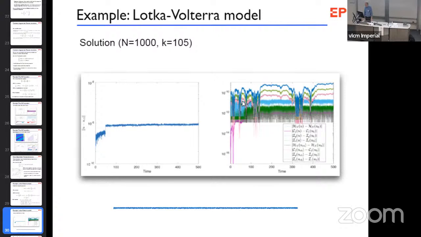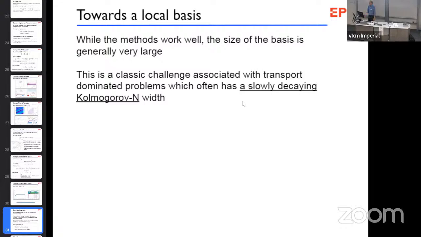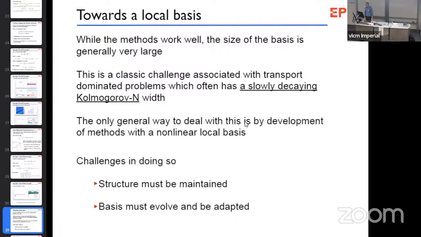So the last thing I wanted to touch on was, all the solutions I've shown you, because they are strongly transport dominated, end up having a very large basis. And this makes it much less attractive. And the only way to deal with that is to introduce the notion of a nonlinear basis. In other words, you have to somehow move away from the idea of having a global basis that represents all the dynamics in parameter space to something that is nonlinear in some way. Now the challenge here, and people have been working on this for many years, well at least for 10 years.